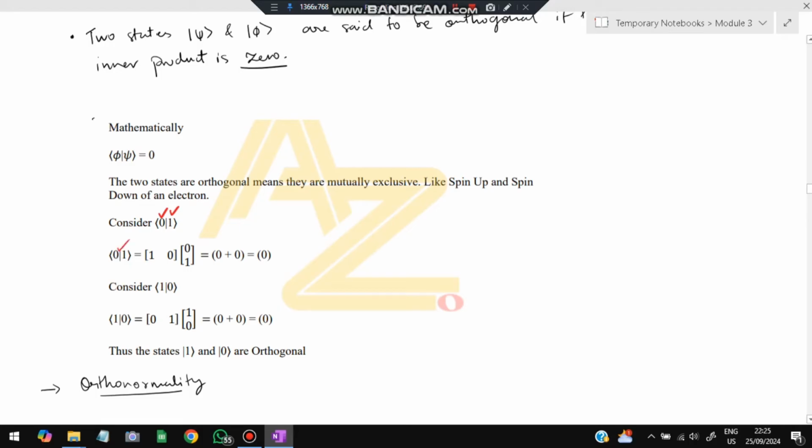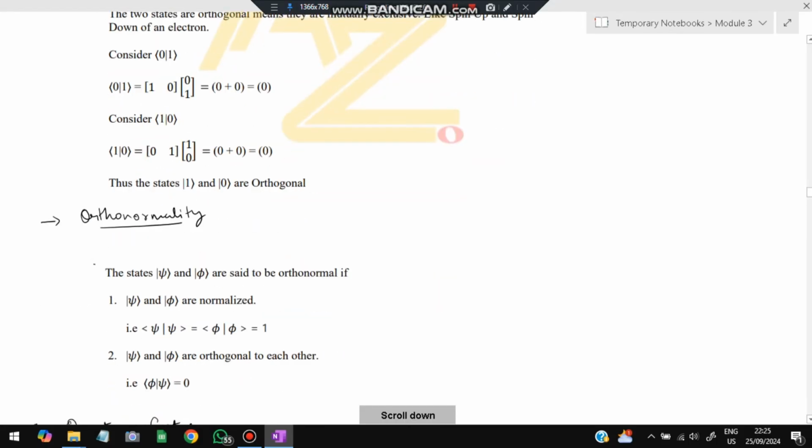So for 0 and 1, when we multiply, first we write the bra for 0 and the ket for 1, and when we do the inner product of the row into the column, we obtain 0 plus 0, which is equal to 0. Even if we do it for 1 and 0, we obtain the same answer, which is 0. Thus the states 1 and 0 are orthogonal. Okay, next we have orthonormality.